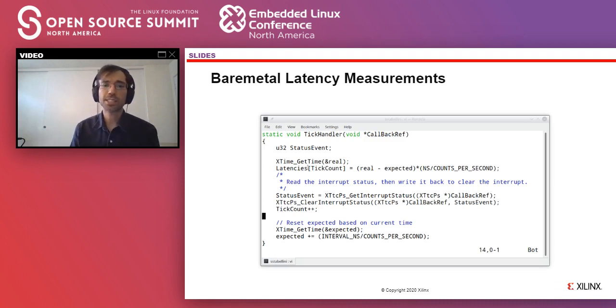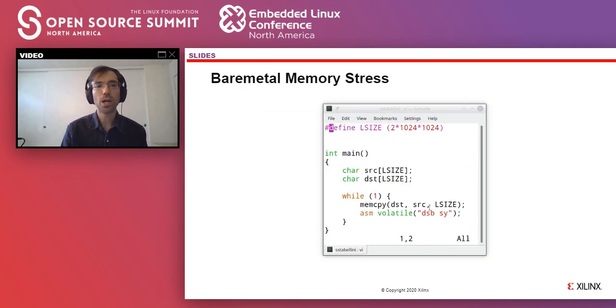On the screen, I just copy-pasted the interrupt service routine to give you an idea of how the latency is measured in the system when the interrupt fires. And I also copy-pasted the interference main loop. As you can see, it's actually quite trivial.